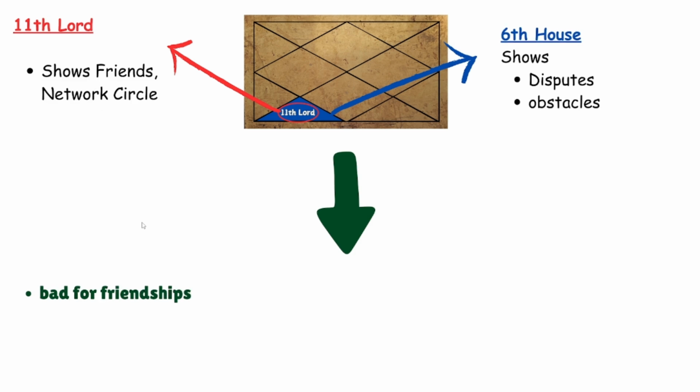11th lord shows your friends, it shows your network circle, and the 6th house is a house of disputes and obstacles. So this is not a good placement for friendship, so please try to maintain friendly relationships. You can get disputes and obstacles with regards to your friendship.